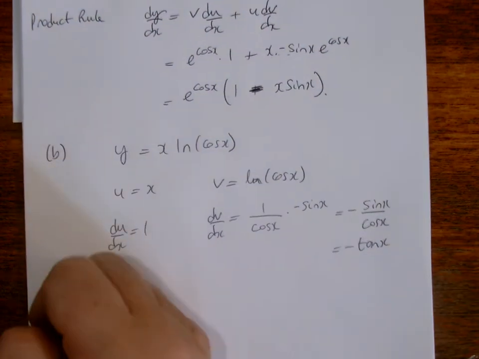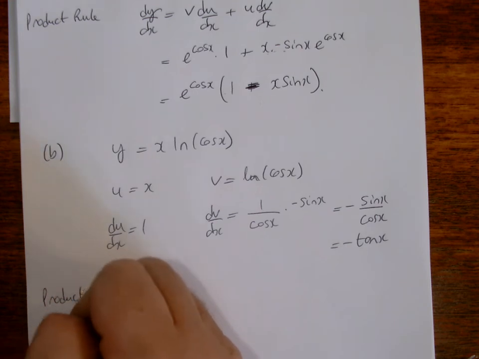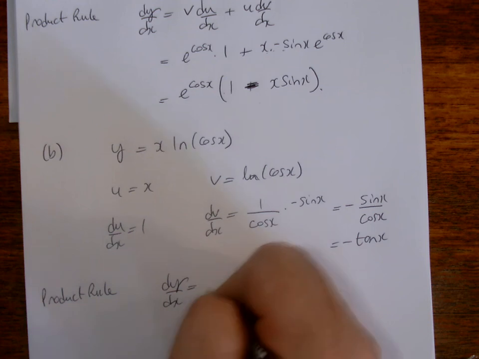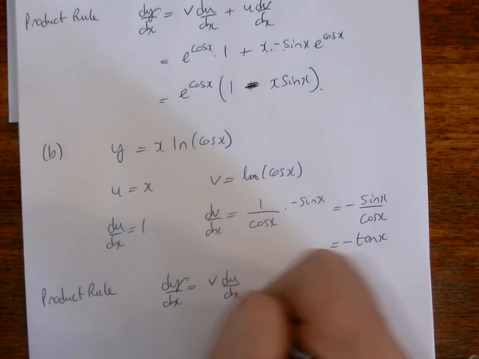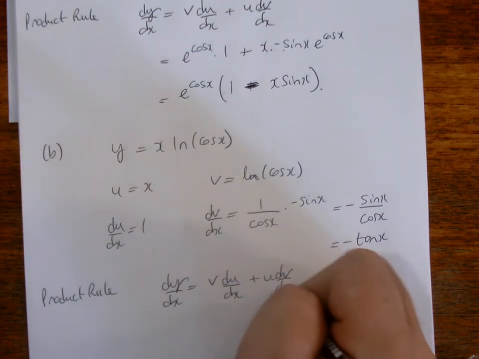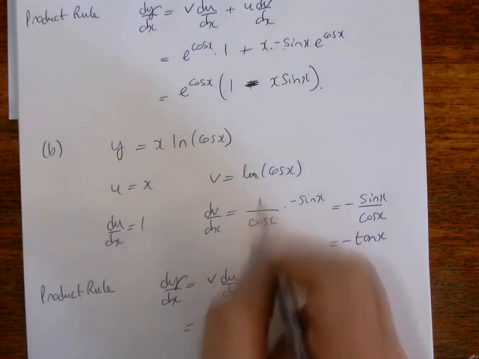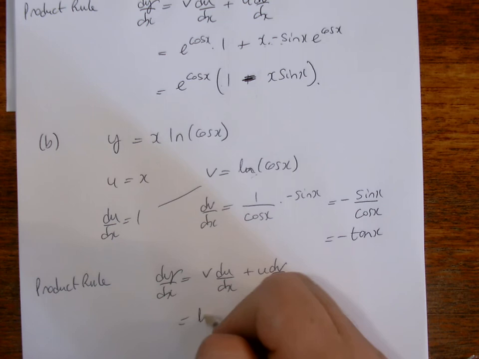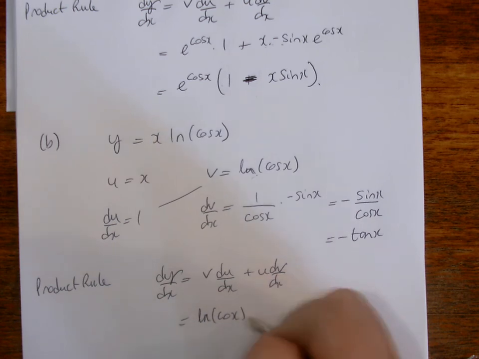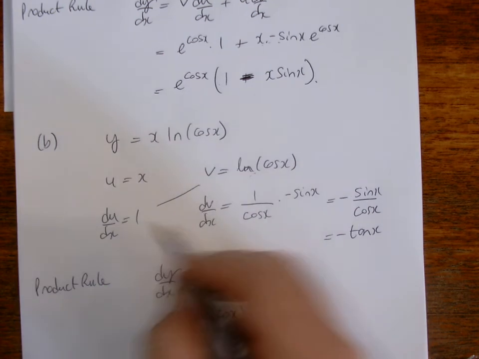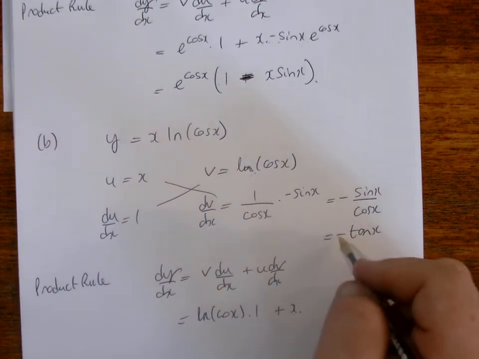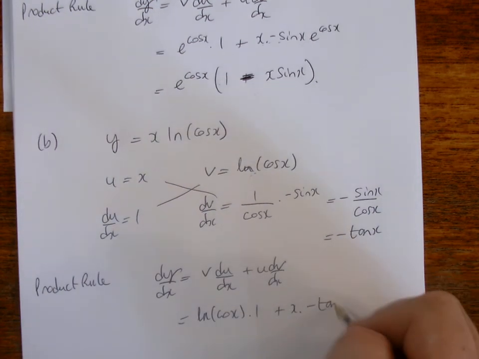So with the product rule then, dy dx is v du dx plus u dv dx, while v is ln cos x times 1, which is du dx, plus u, which is x, times dv dx, which is minus tan x.